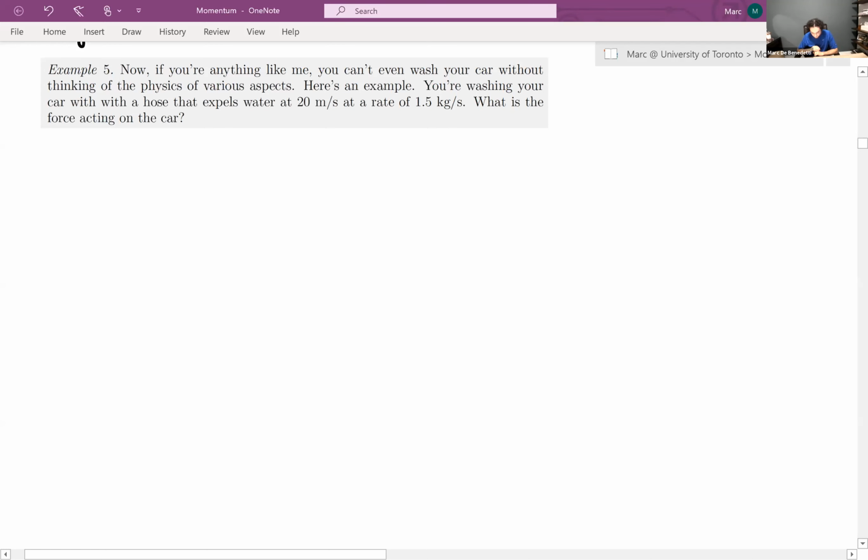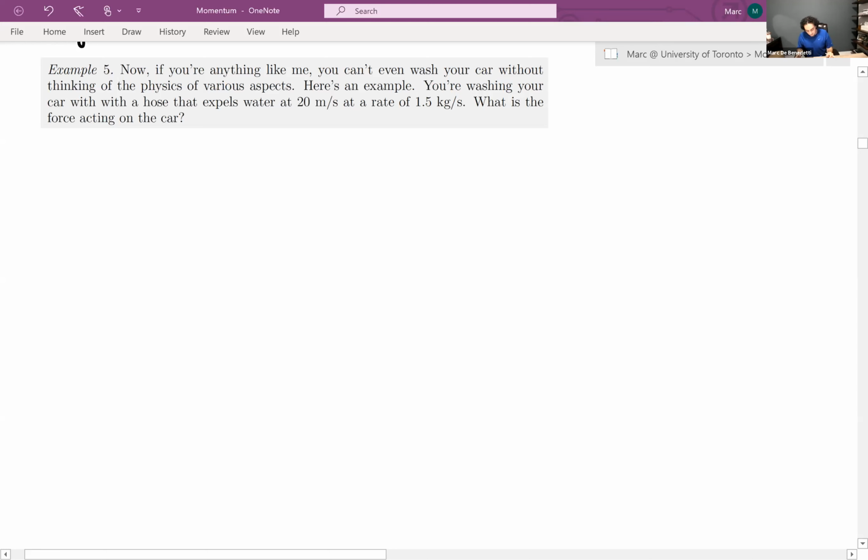Anyway, moving on. If you're anything like me, you can't even wash your car without thinking of physics in various aspects. I've mentioned this. This is kind of how half the midterm questions came to exist. I literally do my laundry and just stare at it and think of the physics. So anyway, here's an example of me washing my car thinking of physics.